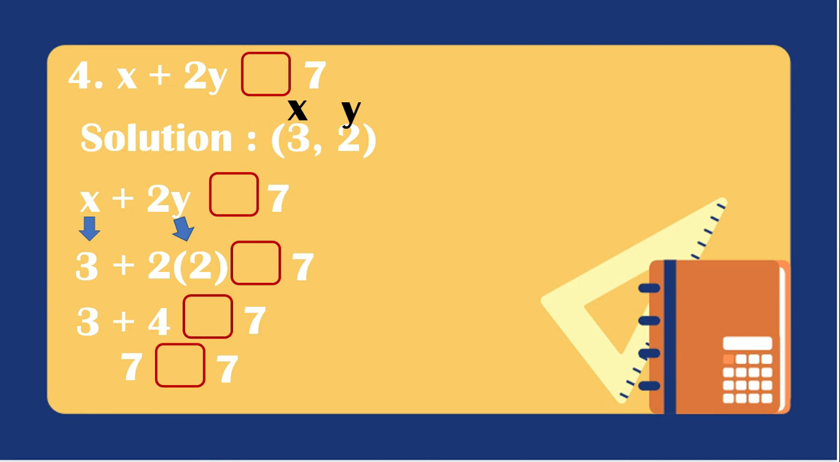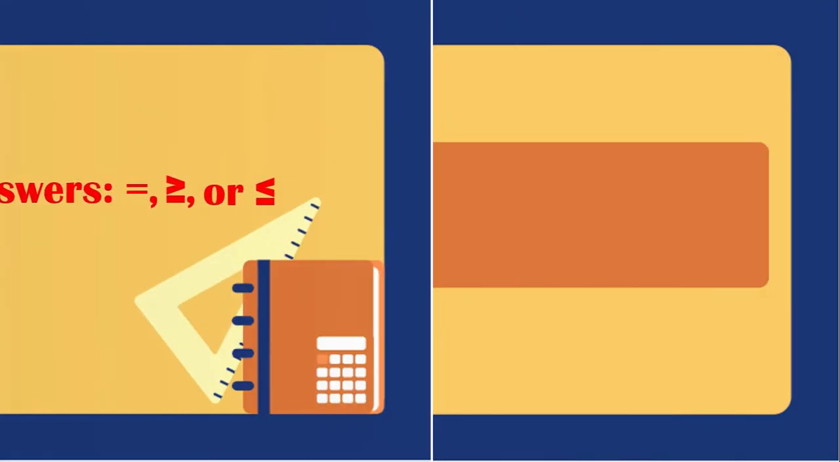7. So, what do you think are the possible symbols for this one? So we have 7 and 7. Obviously, they are equal. Symbol can also be greater than or equal to or less than or equal to because they can be at the same value.